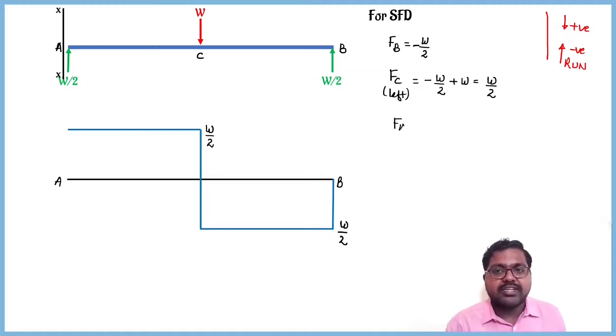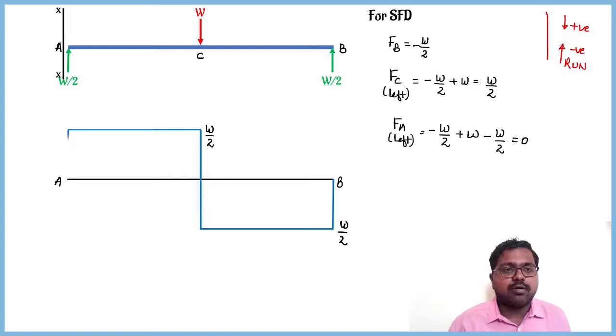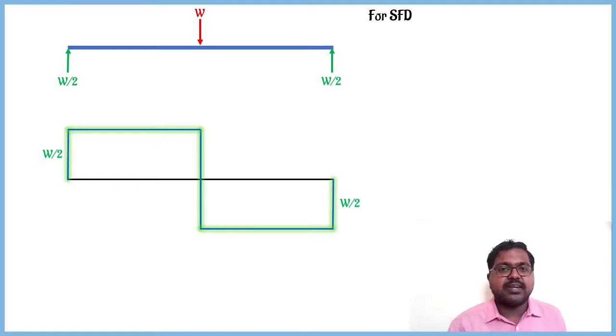So the shear force at A, at the immediate left, we are having minus W by 2, which is at B, far right end, plus W that is acting downwards, so positive at C, and minus W by 2 which is acting at A. So it will lead to 0. So shear force will become 0 again at A. So this is the shear force diagram. If you represent it, it will be like this. Here it is negative shear force and on the left side it is positive shear force.